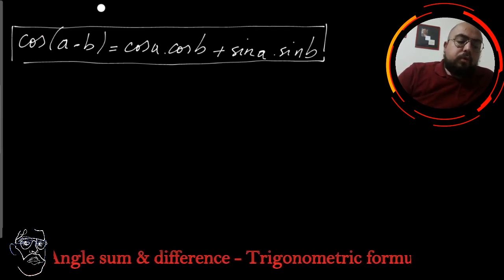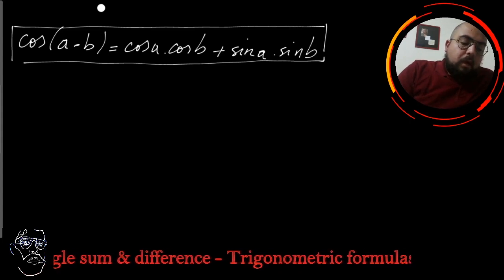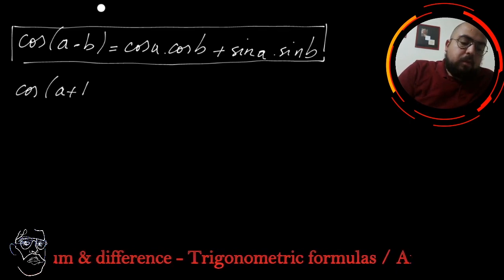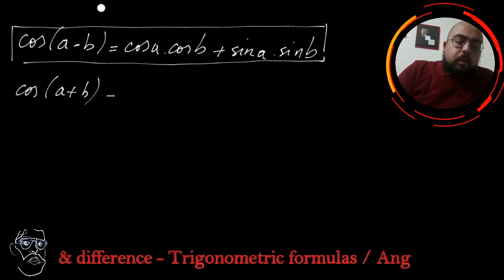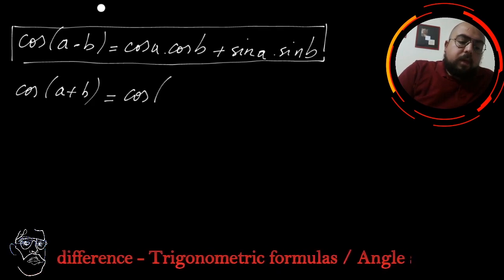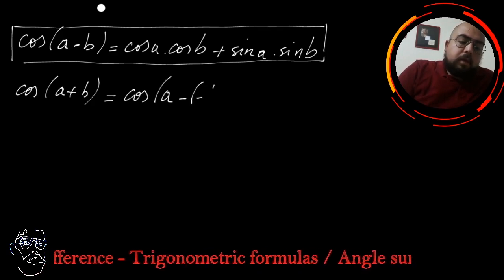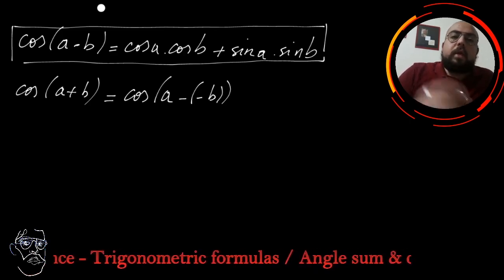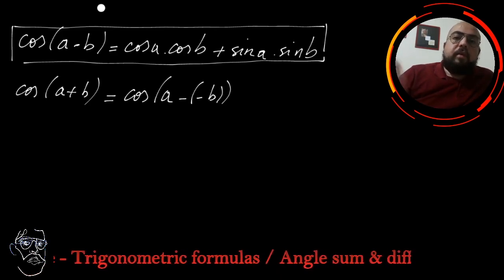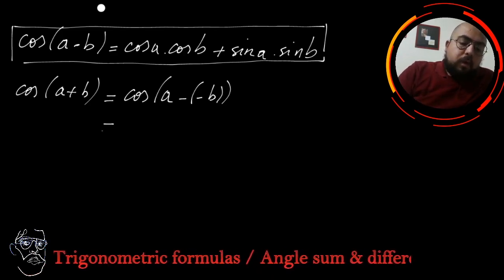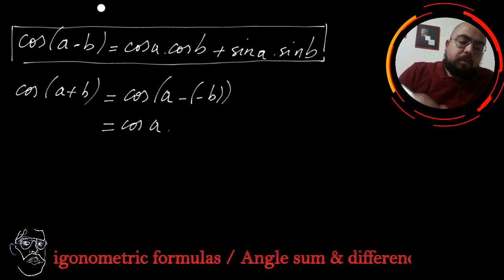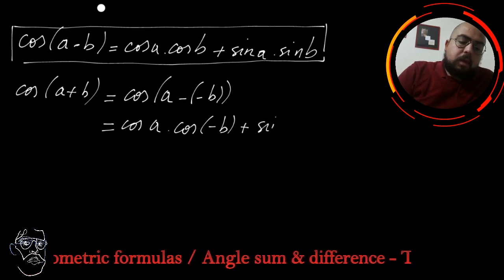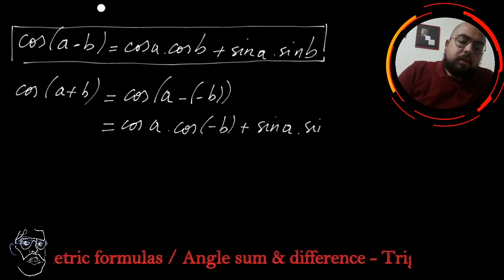Now, how am I supposed to calculate, let's say, cosine of A plus B? Very simple. I say that it's the same thing as cosine A minus the angle minus B. So it will look like cosine A minus B. Instead of B, I will have minus B. So I will use the formula. It's cosine A times cosine minus B plus sine A times sine of minus B.